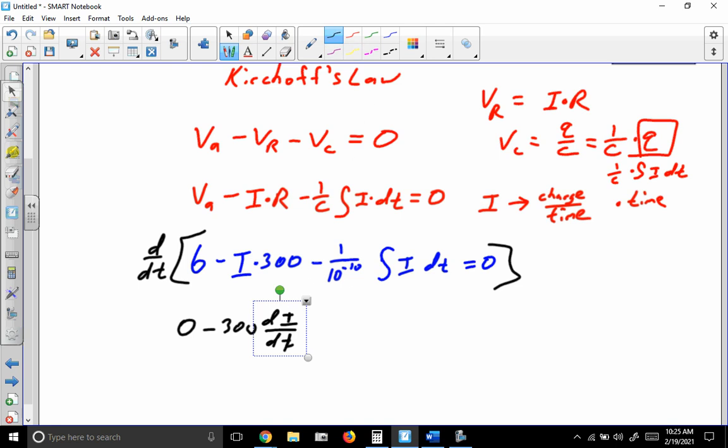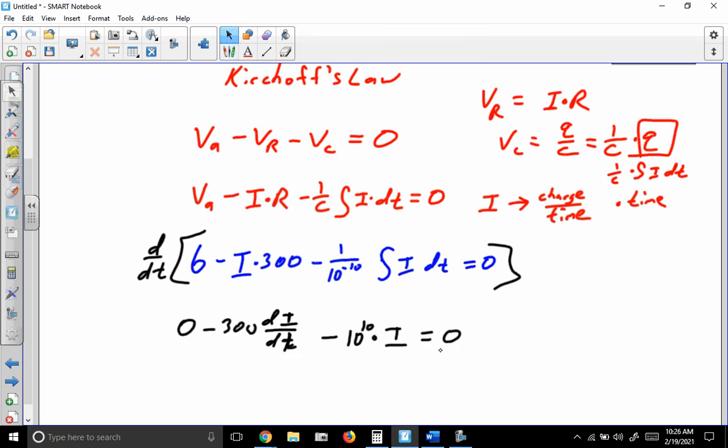Pen froze there for a second. So di dt. If we have 10 to the negative 10 on bottom, that would go to the top as 10 to the positive 10. And if we take the derivative of an integral, the derivative and integral cancel, giving us I. So this is our differential equation involving I and di dt.